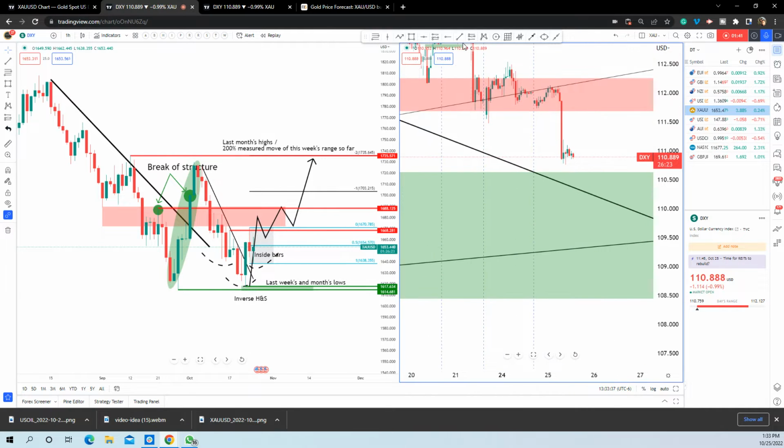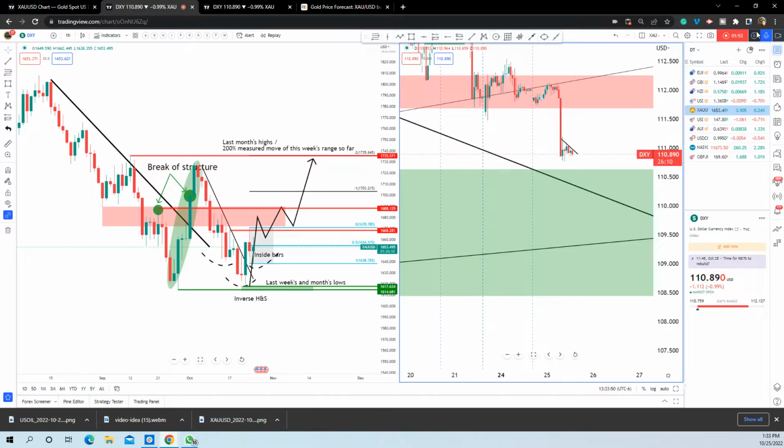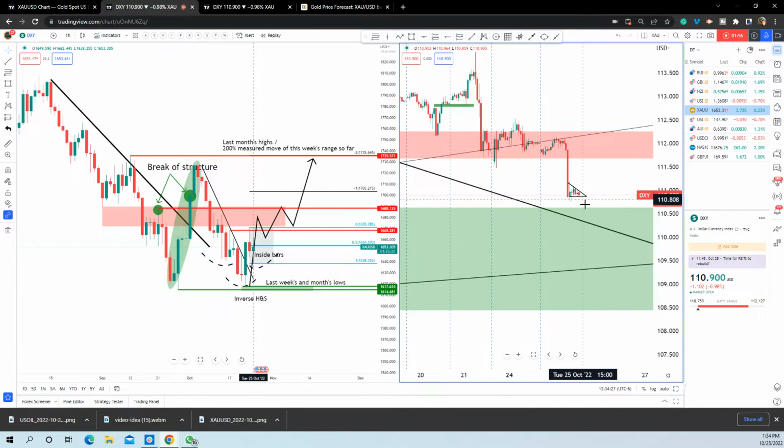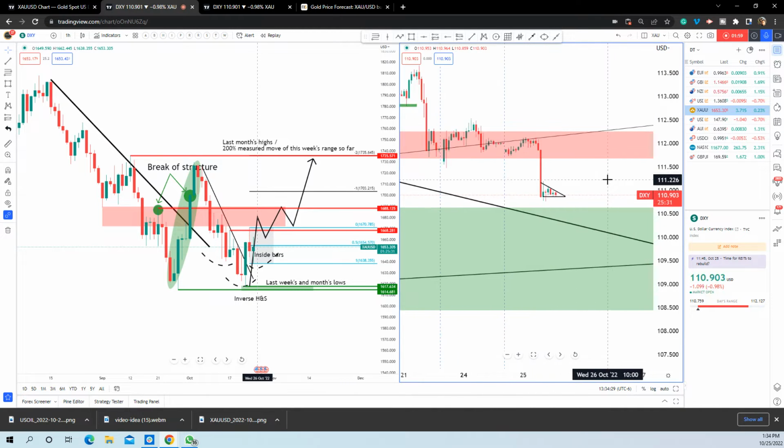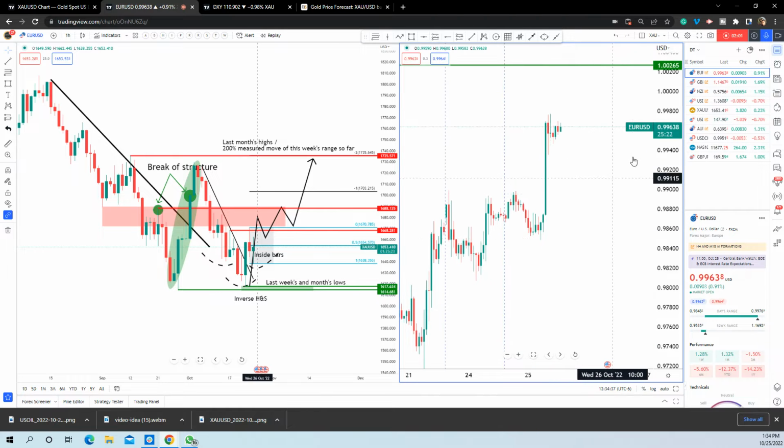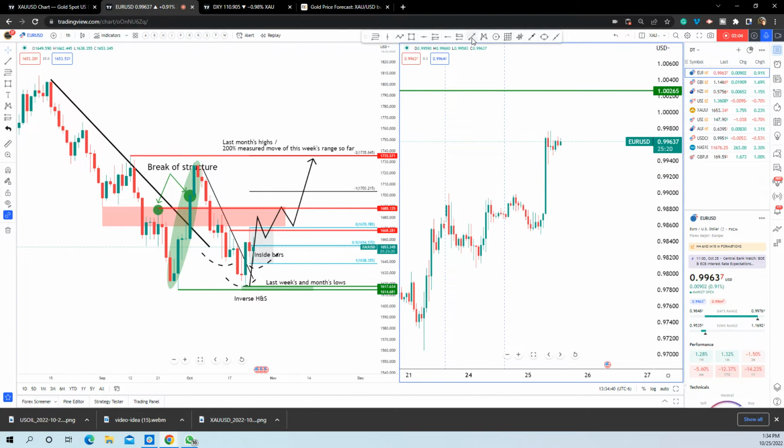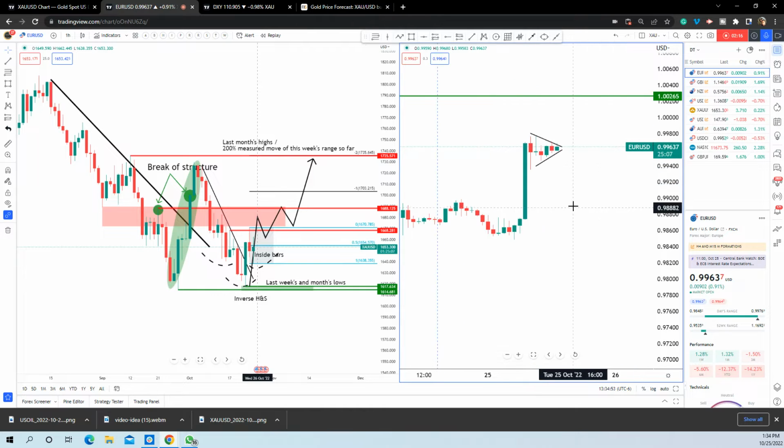It's sort of carving out this symmetrical, well, descending triangle, I guess. So, I mean, this could result in a continuation lower, which opens prospects on the euro here for moving up with a similar pattern being formed over here. Might be a bit early days to bank on this pattern though, but that's what we have to run with for the day ahead.